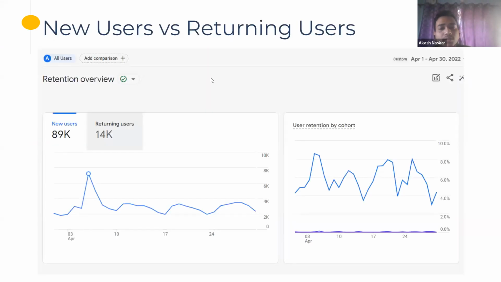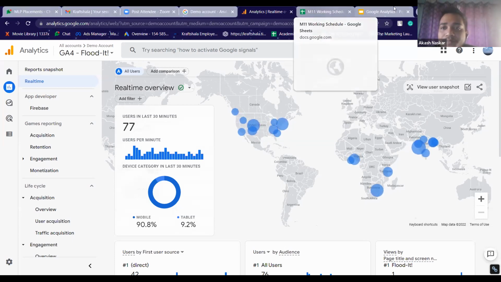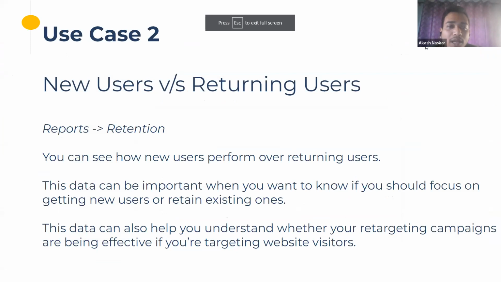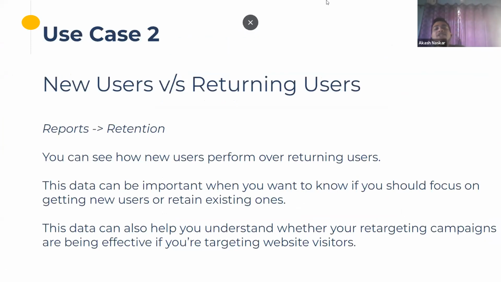Let us quickly go back and check. So here, right now I'm currently seeing 75. Obviously, the number keeps on fluctuating. Now it went to 77 again. Maybe it'll go down in a bit, right? So this is real-time data that we can look at. Cool. Now moving on to the second use case that we have. You can stop putting your answers in the chat. Good work, guys. The second use case that we have is new versus returning users, right?